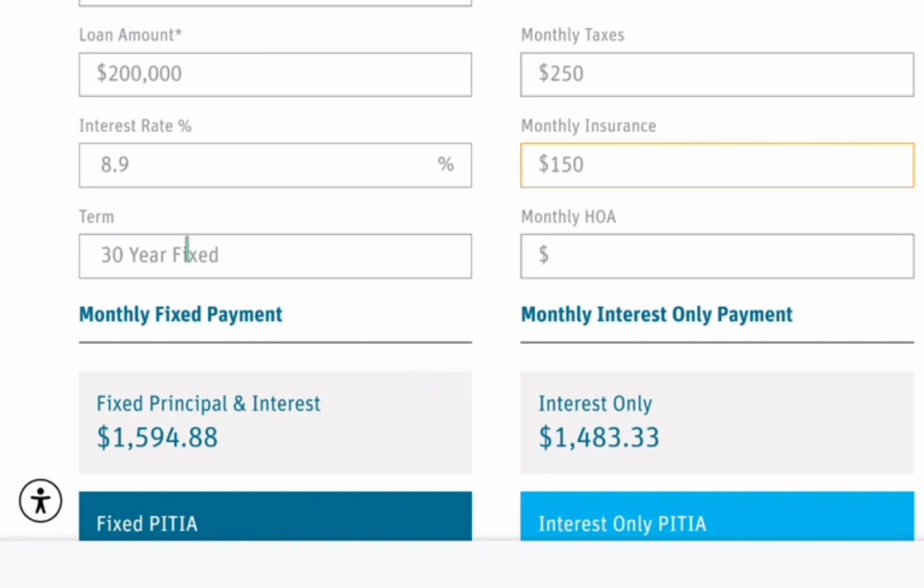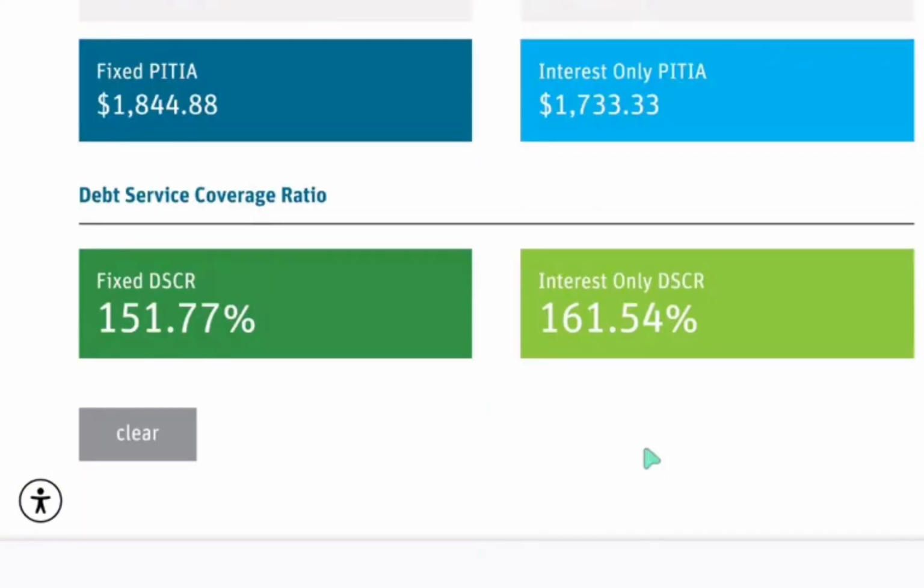If we're assuming that the term is a 30-year fixed loan and that there is no HOA, we can see that the principal and interest payment would be $1,594.88, and the interest-only payment, if the borrower chose an interest-only loan, would be $1,483.33 as a monthly mortgage payment. And when you do the actual calculations, a fixed DSCR would have a 151.77% DSCR, which would basically mean we would have to have the borrower do a no DSCR loan to be able to do this loan.